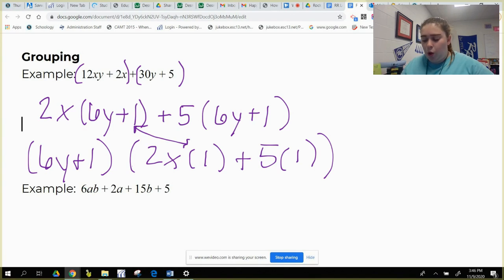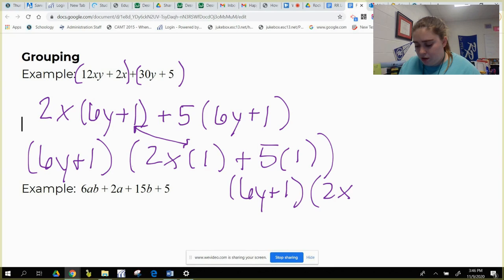Okay, so I put those 1s there just to show that's where the 6y plus 1 was before we factored it out of both of those terms. Now we have that 6y plus 1 at the front, and then the other binomial after that, and we can just simplify that to not include the 1s. So that would be 6y plus 1 times 2x plus 5. And that is our answer. That is how we factor by grouping, okay?